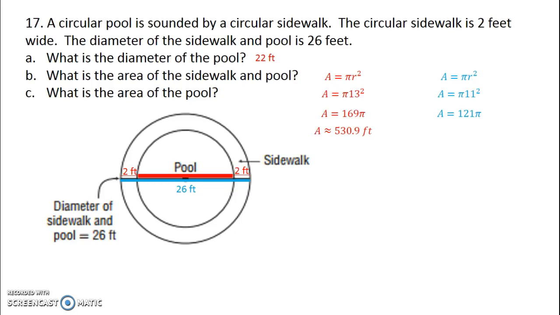I said that backwards. I just realized my colors are all backwards. Sorry about that. That was supposed to be helpful. The area of the pool is 121 pi. To the nearest tenth, the area of the pool is 380.1. And those both should say square feet. Man, there's all kinds of issues with this one. Sorry.